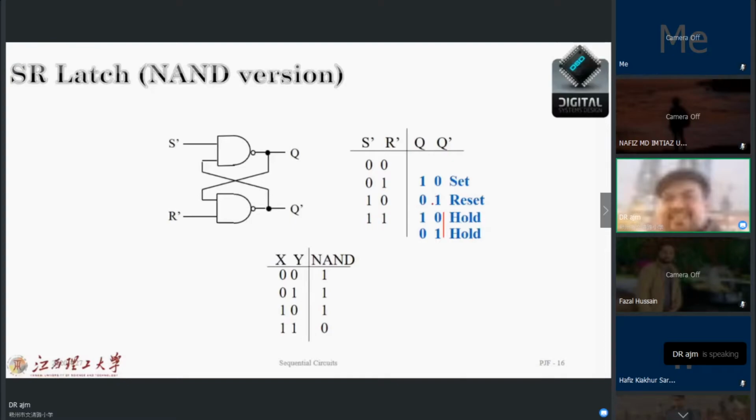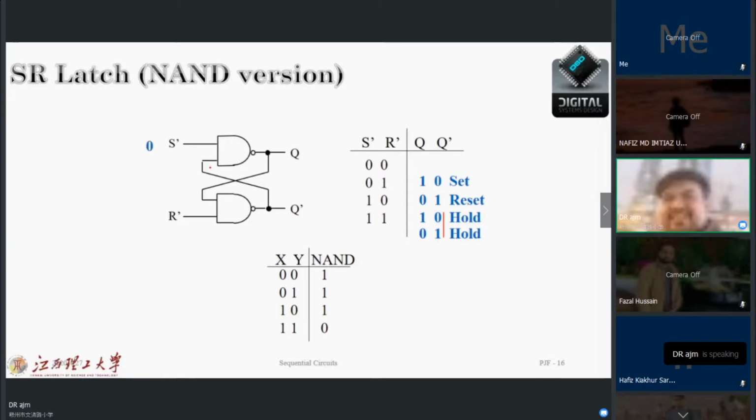Then remember, whenever S and R in the SR latch are on, the previous situation will repeat, or hold, or will not change. Okay, remember it.